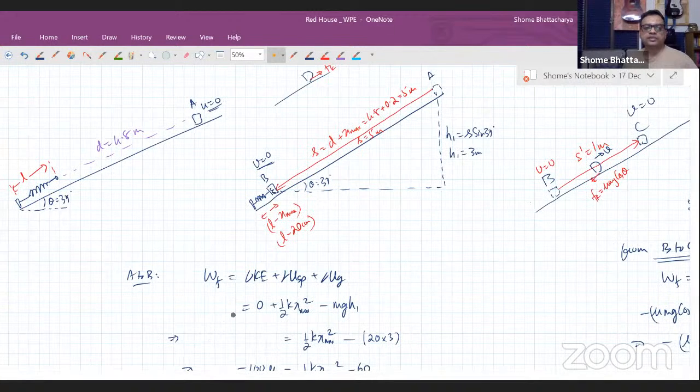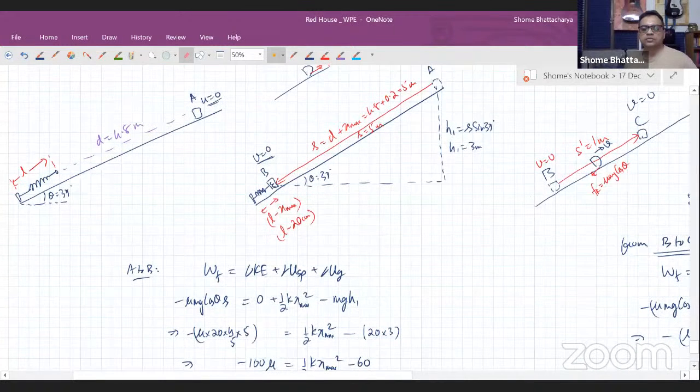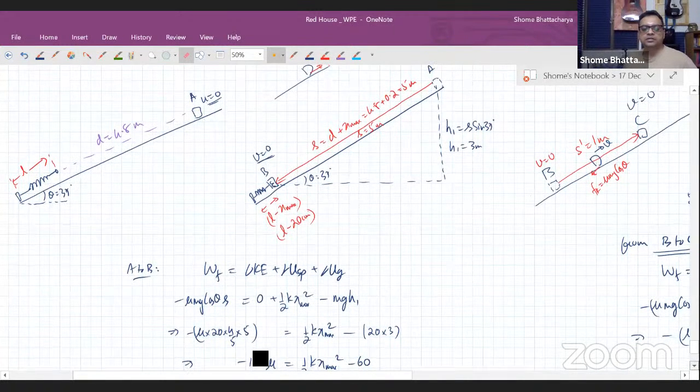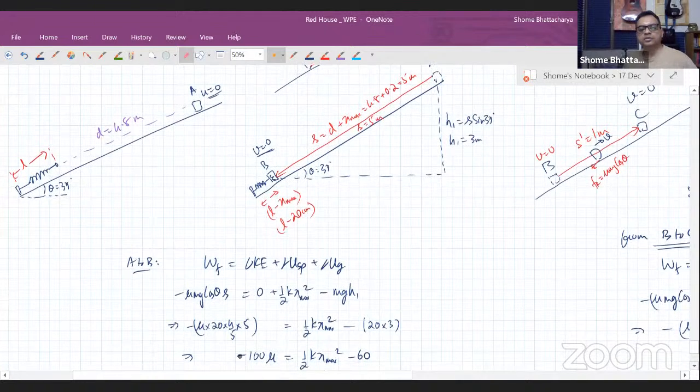So the work done by friction is minus mu mg cos theta s. So it is minus mu into 20 into 4 by 5 into 5 meters. So this will actually become 80 mu. Let's make a small correction here. This will be minus 80 mu.